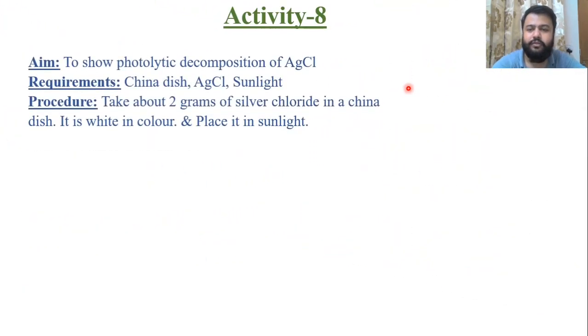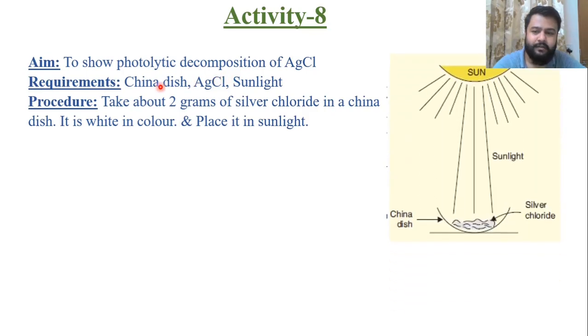Next activity, to show photolytic decomposition of AgCl. Photolytic decomposition means breakdown of a chemical substance with the help of light. So requirements are a china dish, AgCl, and sunlight. We have to put this silver chloride, which is white in color, in a china dish, and if sunlight passes through it, it converts into a grayish color substance.